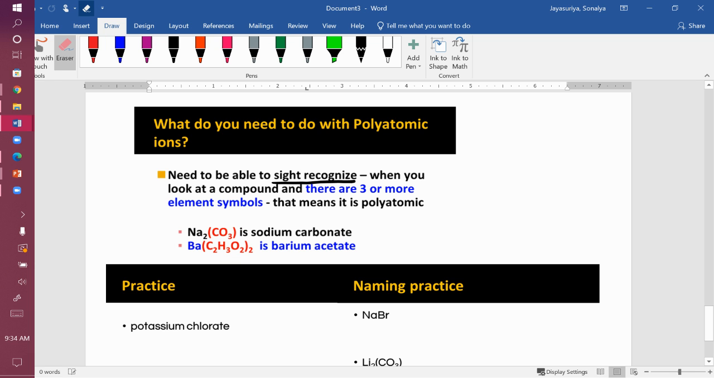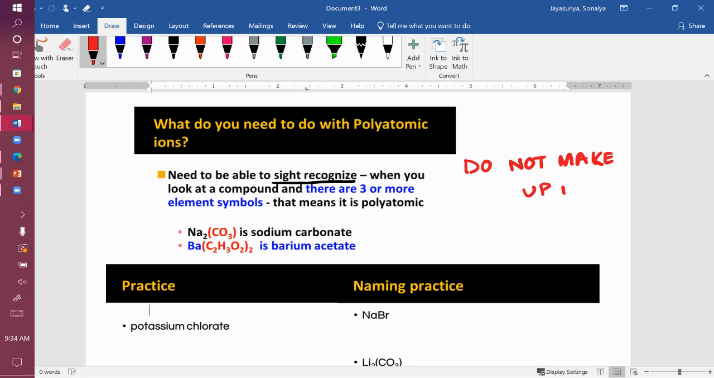So please don't make up names. This is the main problem. Do not make up names for these compounds. I cannot stress this enough. It happens every year. Please do not make up names. You don't need to, because all you have to do is read the back of your periodic table.